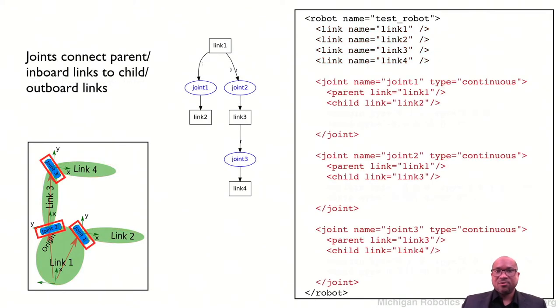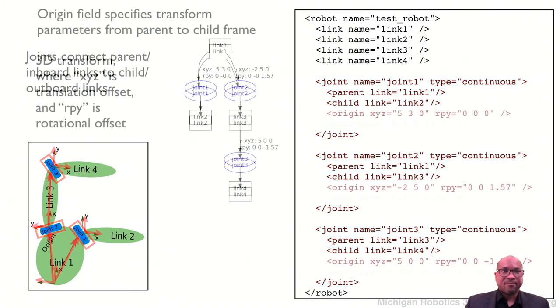Then we're going to specify the joints of this robot. The joints are where we really lay out the topology of our kinematics, and every joint will connect two links to each other. Joint one connects link one to link two, where link one is the parent. Joint two connects link one to link three, where link one is the parent. And joint three connects link three to link four, where link three is the parent. Now we've laid out the topology of our robot.